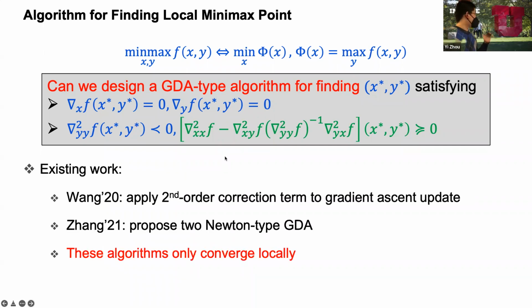So the one sentence to summarize the existing work is that the existing work proposes nine different second order algorithms for finding the local minimax points, but all of them only have local convergence. So they require to be initialized sufficiently close to these local minimax points, just like Newton's method, in order to locally converge to these points. Here we are looking at a globally convergent algorithm.